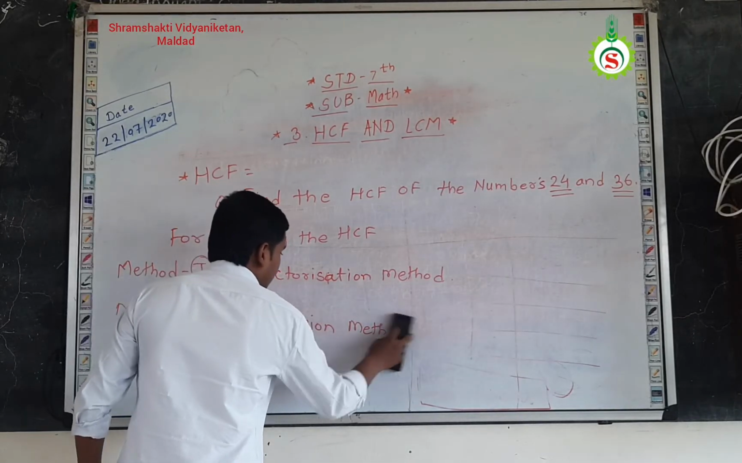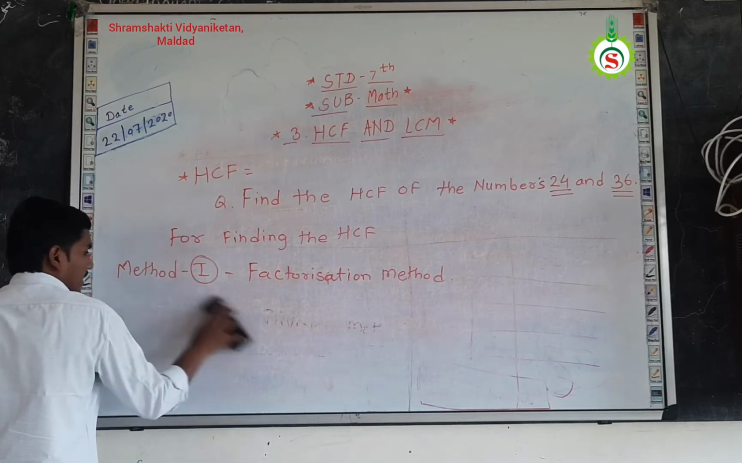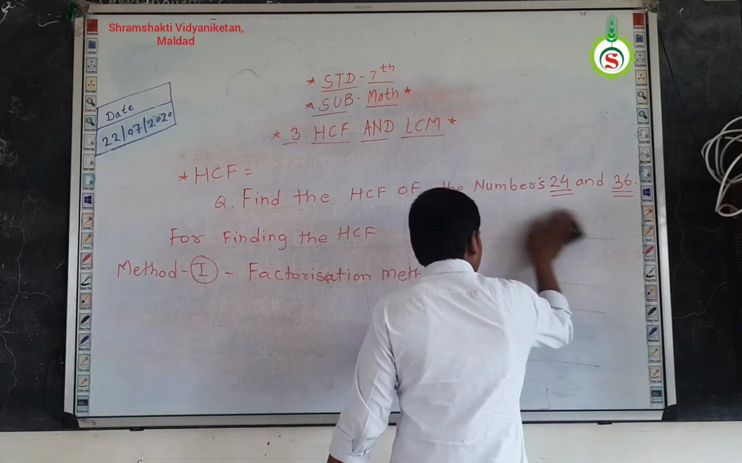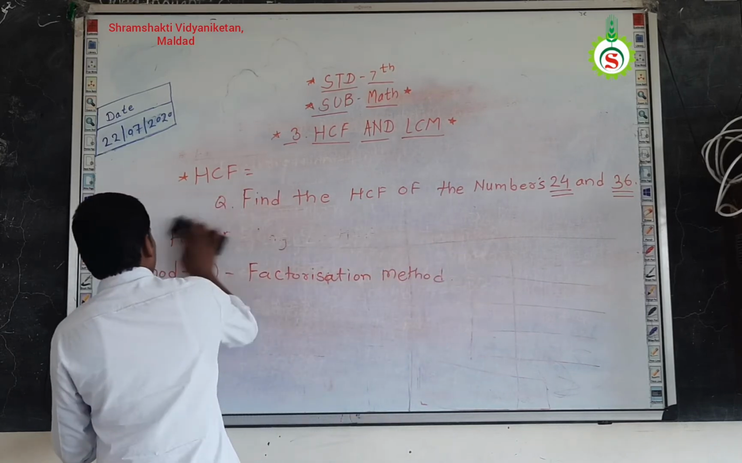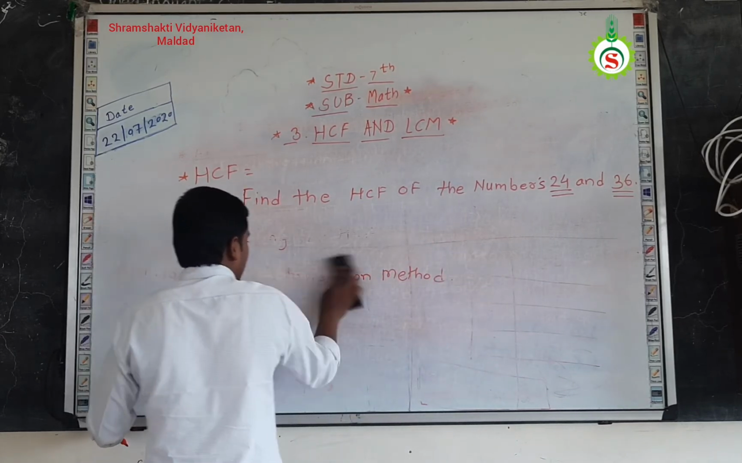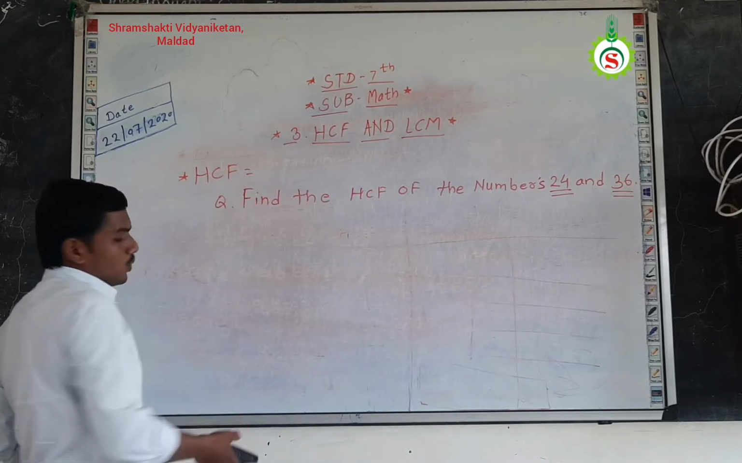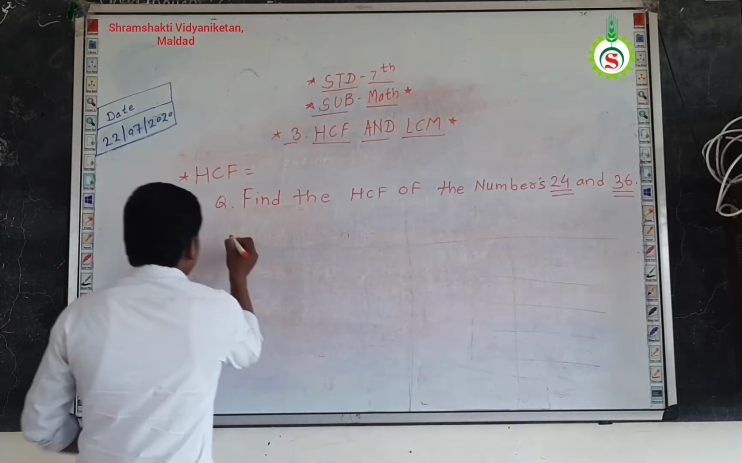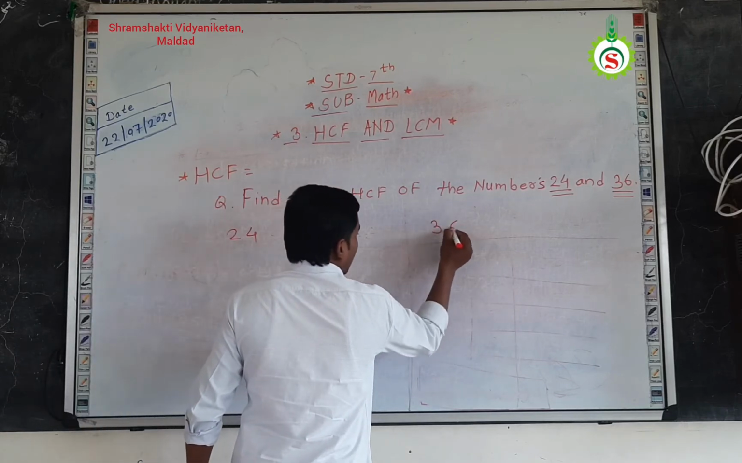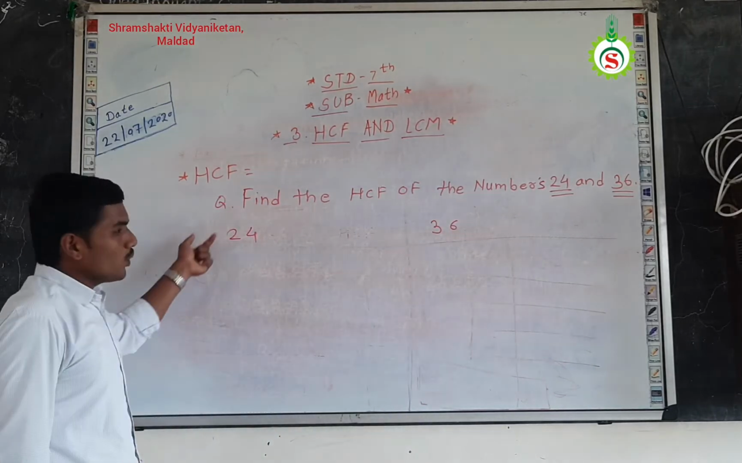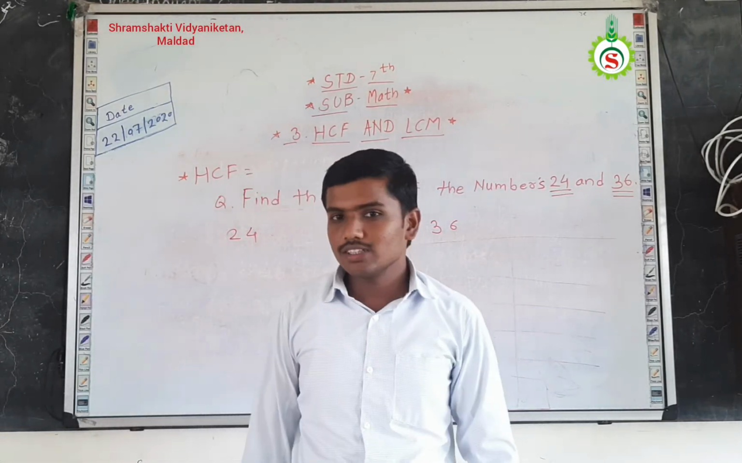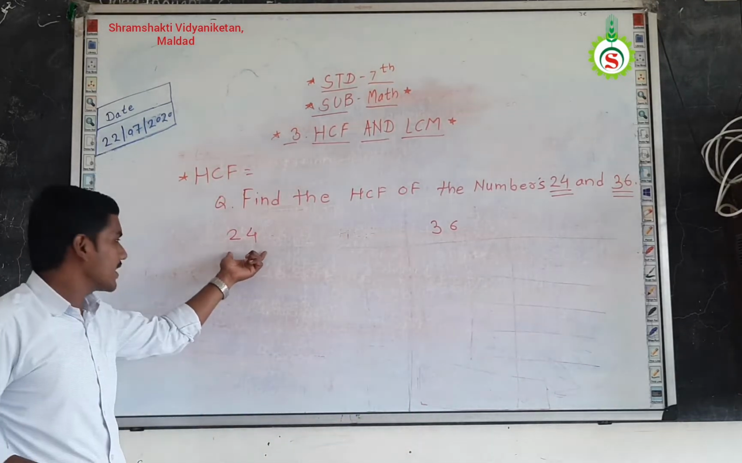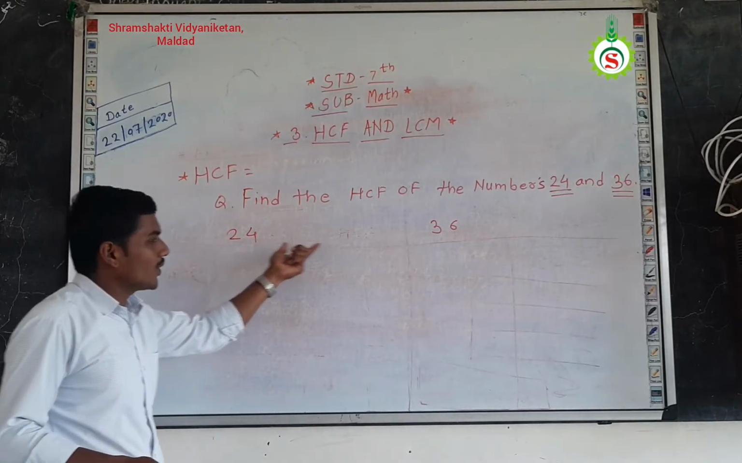Firstly, we will take the first method, that is method 1, the factorization method, because we have already done how to factorize a given number. For the first method, the question is like that: find the HCF of the numbers 24 and 36. Now we are going to find the HCF by the factorization method. That means you have to find the factors of both the given numbers, 24 and 36.